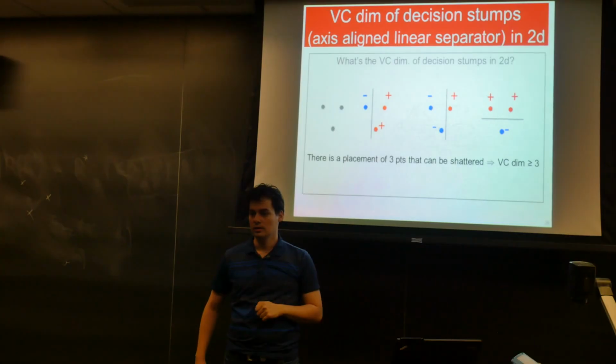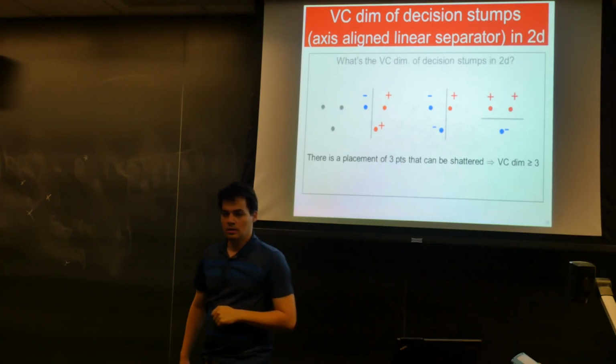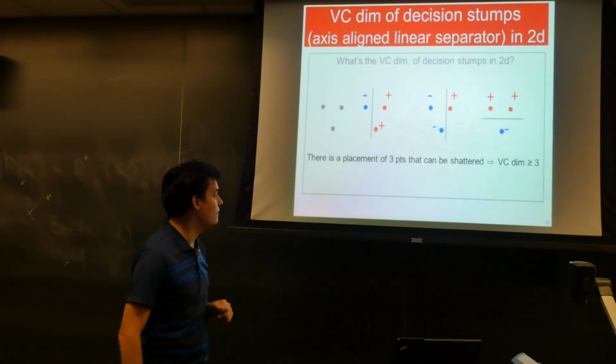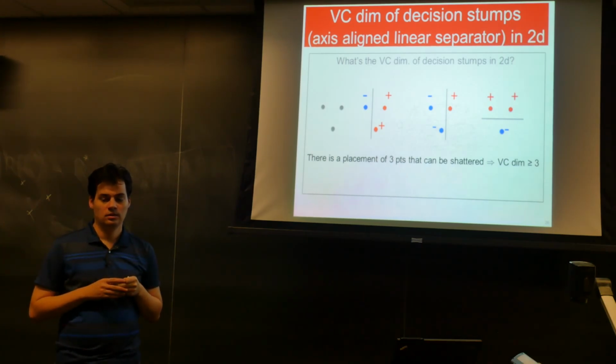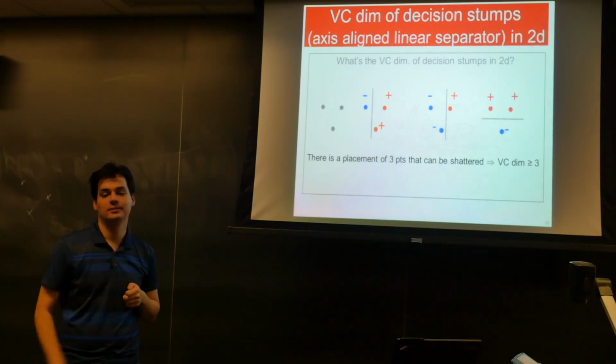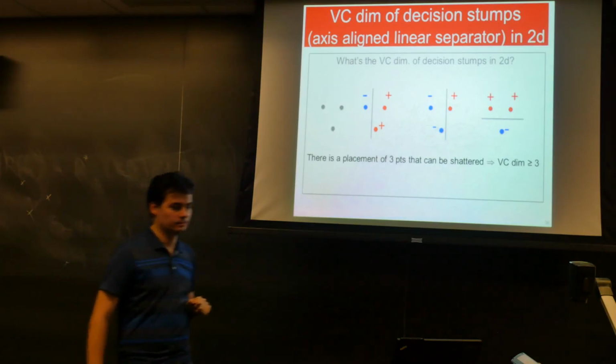Any questions so far? So it has the same VC dimension as the linear separator? The VC dimension is just a number. Yeah, even though it's a much smaller class. Right, it's a subclass of linear classifiers, right? Yep, but still it's the same VC dimension.